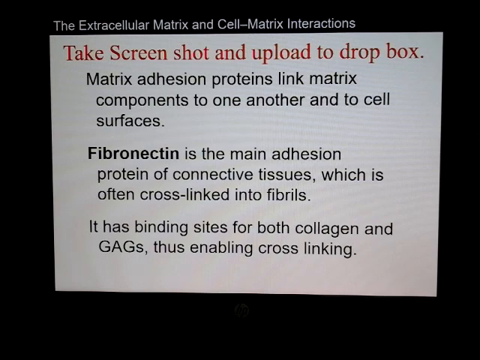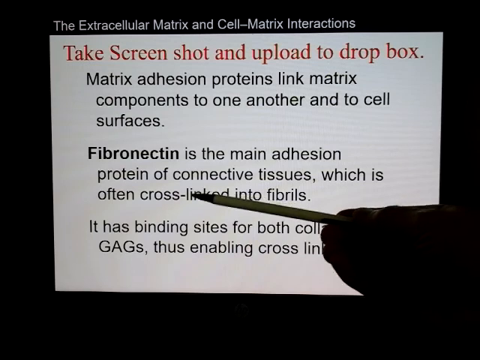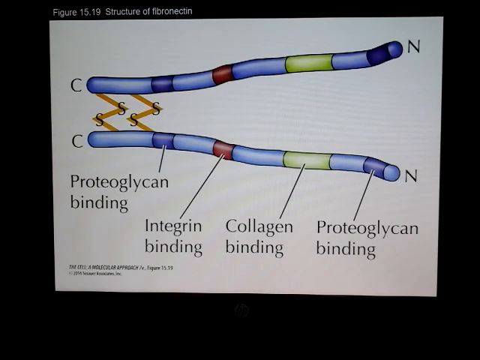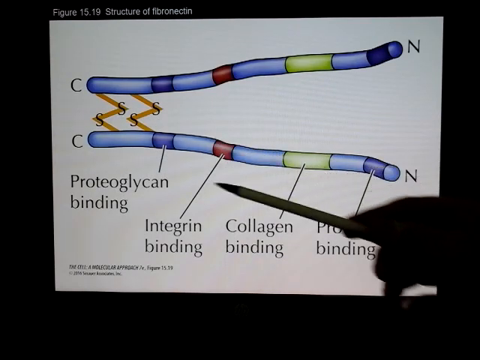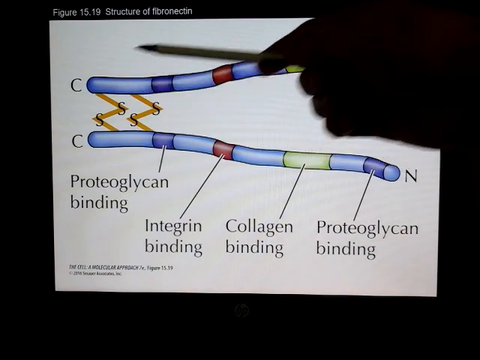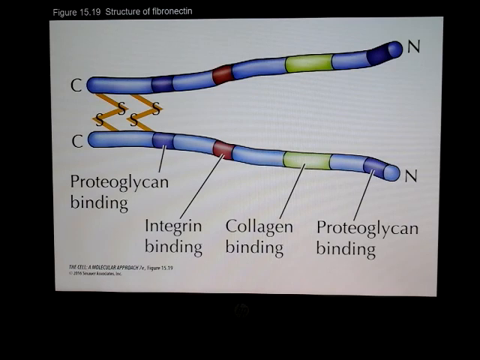So matrix adhesion proteins are very, very important components to stick cells to a surface and one another. Fibronectin is the main adhesion protein of connective tissue, and it's often cross-linked to fibrils. And here's an example of that. Here's your integrin, collagen, proteoglycan, and you've got these disulfide bonds that will hold these together.